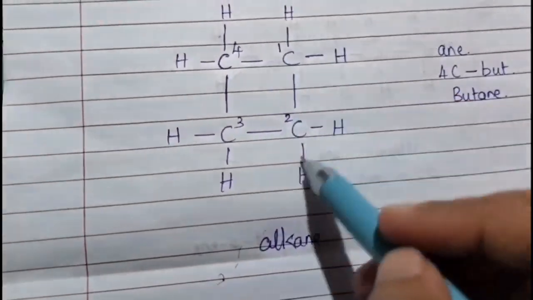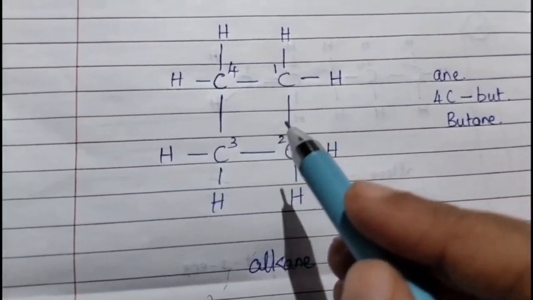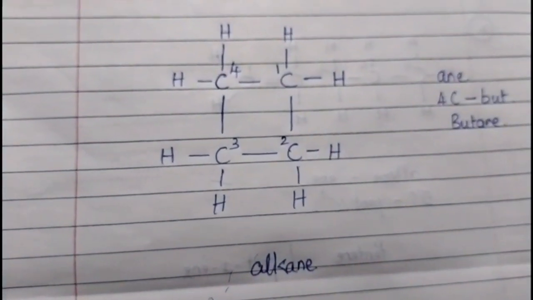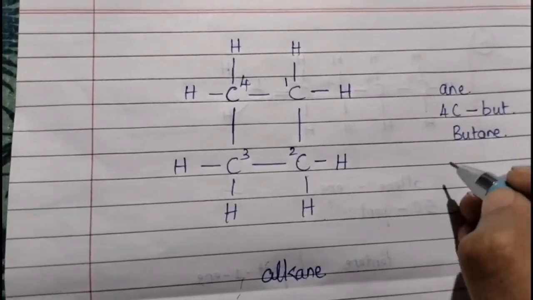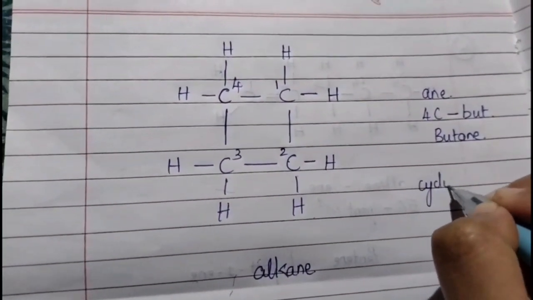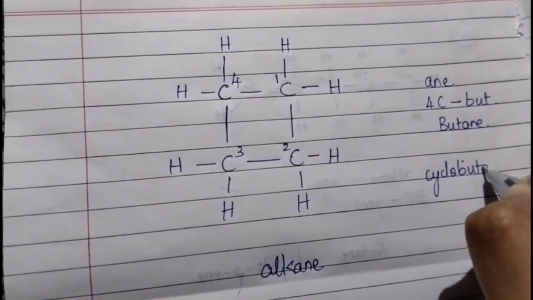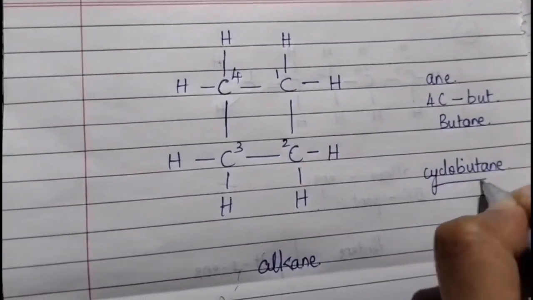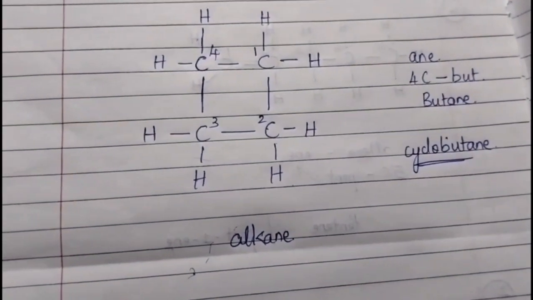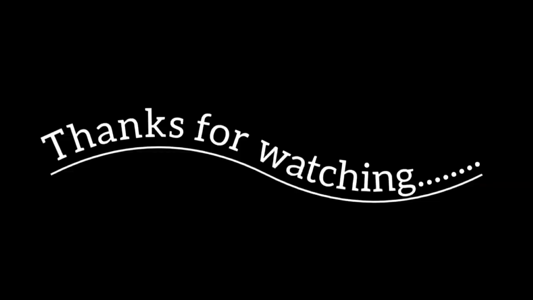But because this is a cyclic compound, in the rules it was clearly mentioned that in the case of cyclic compounds, the prefix cyclo should be used. So the name of the compound becomes cyclobutane. This is the name of the compound. We shall discuss a few more examples in the coming sessions.